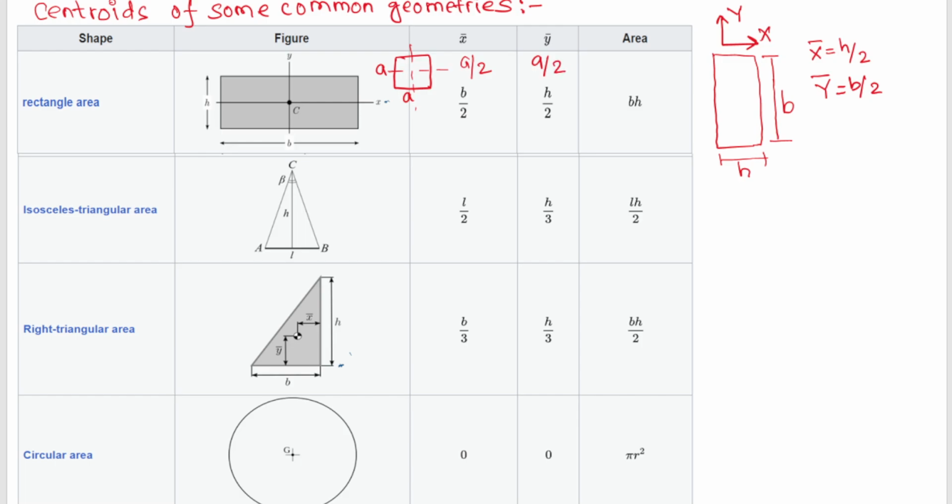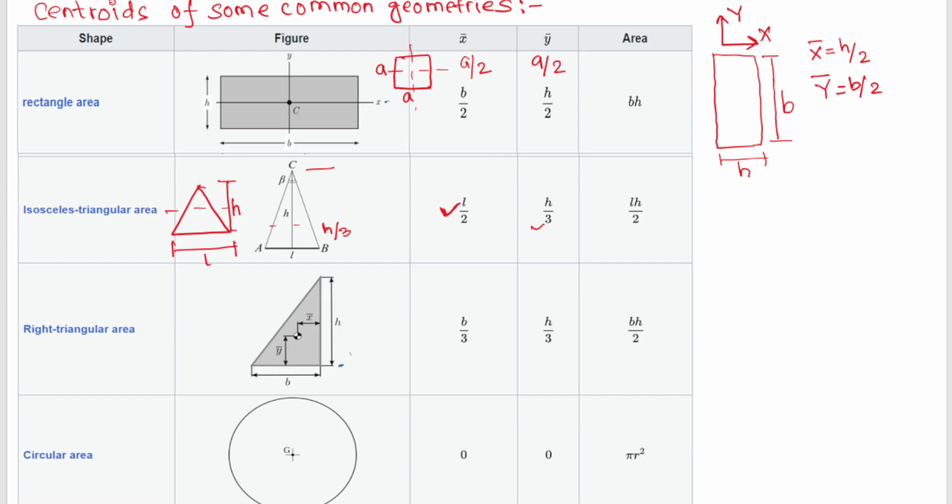Now for an isosceles triangle or an equilateral triangle also. Let me draw an equilateral triangle. If the base is L and the altitude is H, then the centroid in the x direction can be found out by L by 2. But as I told you in the previous video also, since a triangle does not have a symmetricity about y-axis, it is definitely not going to lie at the middle point. So this value in altitude direction is given by h by 3. Here you can see h by 3 from the bottom surface, or from the top.